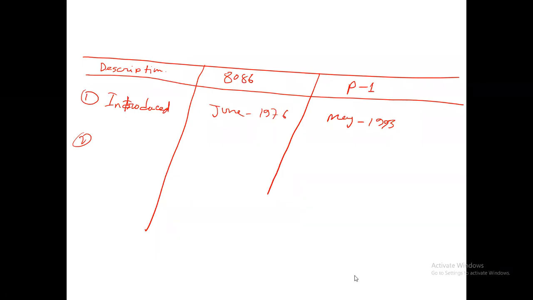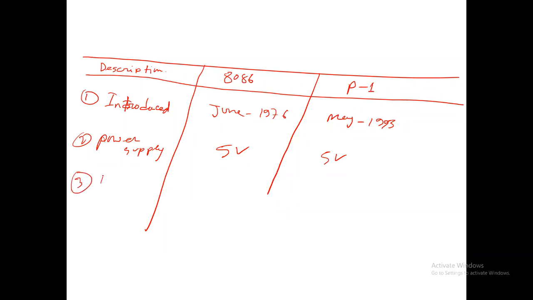Everyone use the notebook. Yahya is using the notebook and noted this. Okay. Second is the power supply. Power supply: both are 5 volt. Clear? Then maximum clock speed.